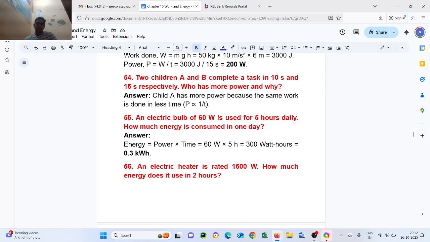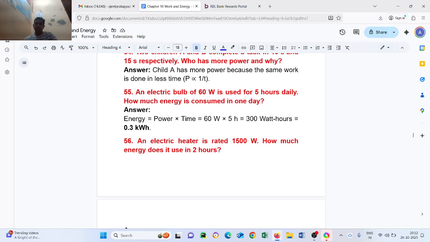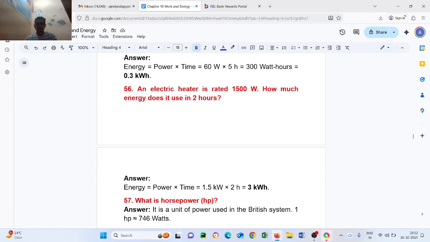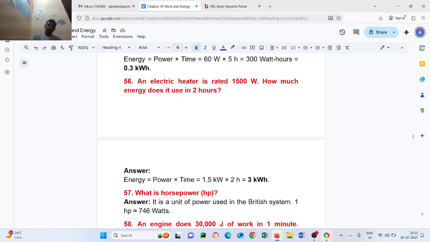Question number 56. An electric heater is rated 1500 watts. How much energy does it use in 2 hours? Answer: energy equals power multiplied by time, equals 1.5 kilowatt multiplied by 2 hours, equals 3 kilowatt hour.